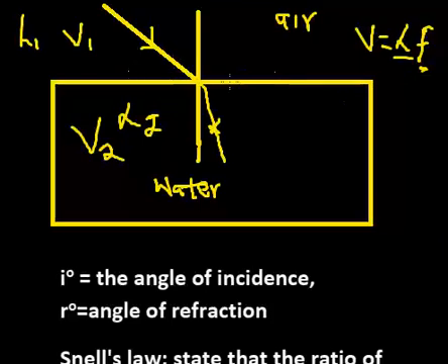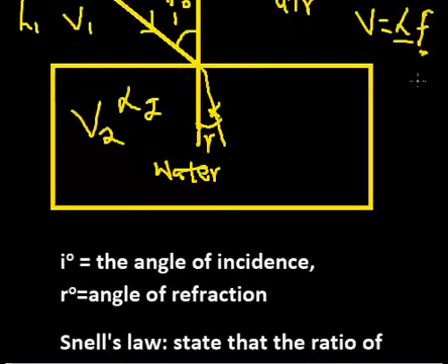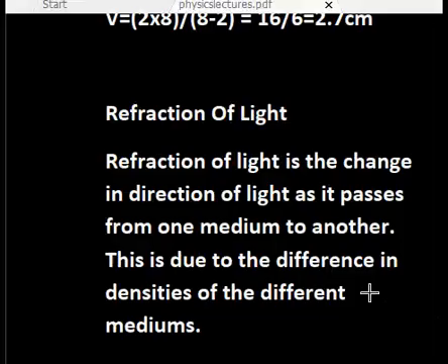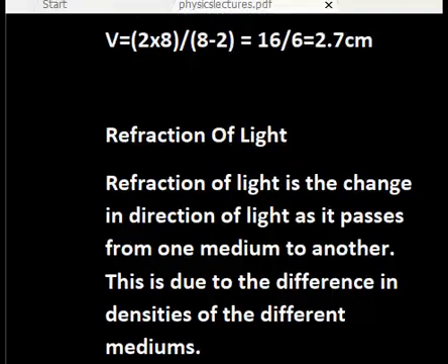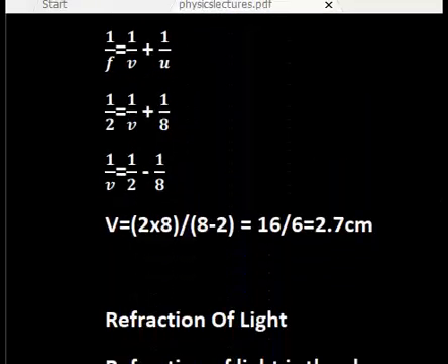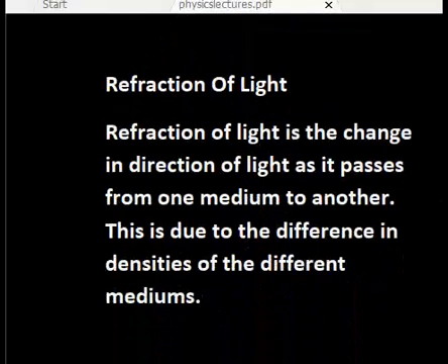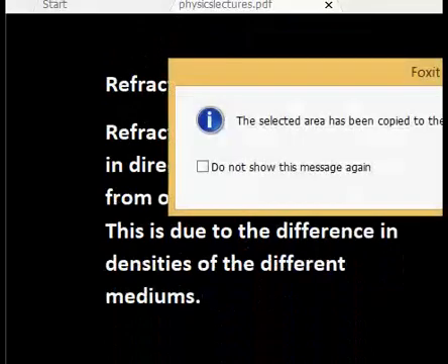Now we are going to look at the angle of incidence. This is the angle of incidence, the angle between the incident ray and the normal. And this is the angle of refraction, between the refracted ray and the normal. Please take note of that. Now we are going to look at a law known as Snell's law. That's what we're going to talk about now. So here we go, I bring it up to the screen.